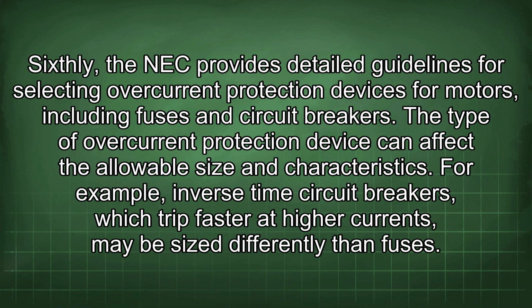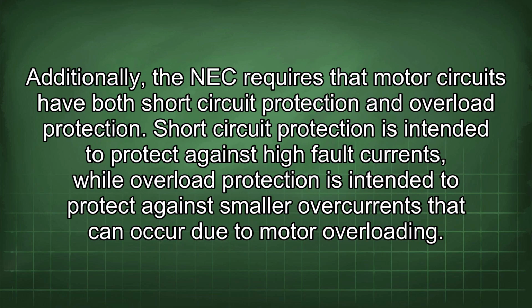Sixthly, the NEC provides detailed guidelines for selecting overcurrent protection devices for motors, including fuses and circuit breakers. The type of overcurrent protection device can affect the allowable size and characteristics. For example, inverse time circuit breakers, which trip faster at higher currents, may be sized differently than fuses. Additionally, the NEC requires that motor circuits have both short-circuit protection and overload protection. Short-circuit protection is intended to protect against high fault currents, while overload protection is intended to protect against smaller overcurrents that can occur due to motor overloading.